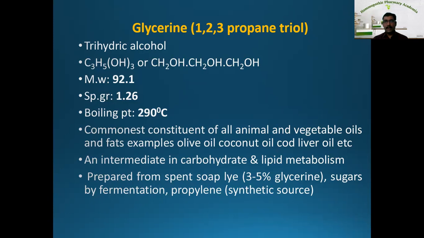So the process is, the spent lye is allowed to settle in the settling tank, and once the heavy impurities are settled, it is transferred to the treating tank where it is treated with hydrochloric acid and some reagents which precipitate out the proteins and other iron salts. Once the precipitate is removed, the clear solution is concentrated in a vacuum chamber, and the concentrate, that is 80% glycerin, is obtained.